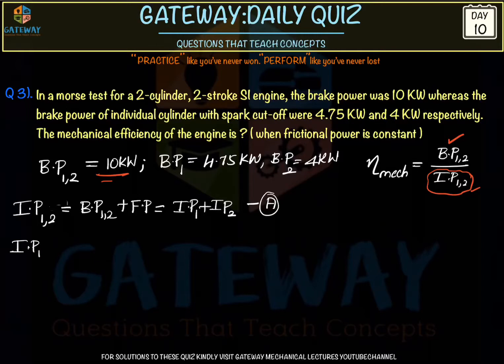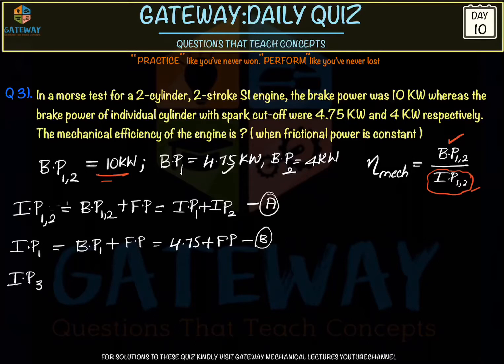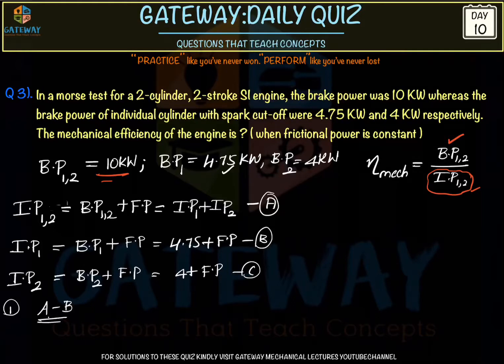Next step is we'll calculate the indicated power for the first engine, nothing but the brake power for the first engine plus frictional power. Since it is a constant, we'll keep it as a constant. The brake power of the first engine was given as 4.75, so IP1 equals 4.75 plus frictional power. Let this be B. And the third step, we'll calculate IP2, the indicated power for the second cylinder, nothing but BP2 plus FP, and BP2 was given in the question as 4 kilowatt, plus FP. Let this be C. So our first step is A minus B.